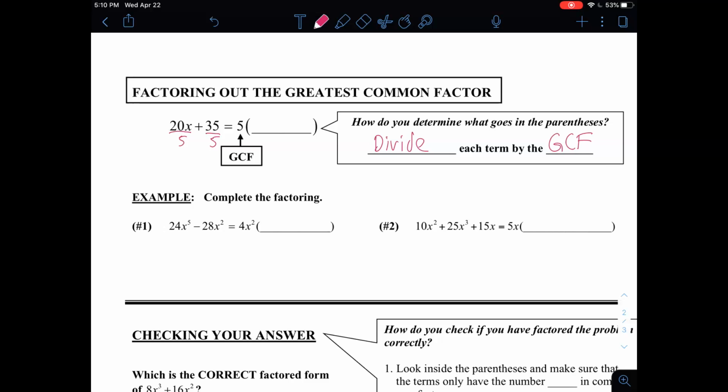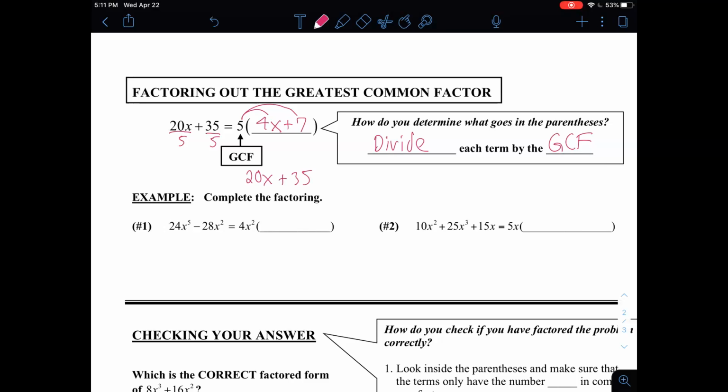So what is 20x divided by 5? That's going to be 4x. And what is 35 divided by 5? Plus 7. Now, why did we do that? Like I said before, factoring is dividing, and we're undoing distribution. We're undoing multiplication. Let's go ahead and remultiply this to show you what I mean. What's 5 times 4x? That's 20x. And what is 5 times 7? See how we got the same thing, 20x plus 35? So factoring is undoing distribution, and distribution is multiplying, basically, okay?